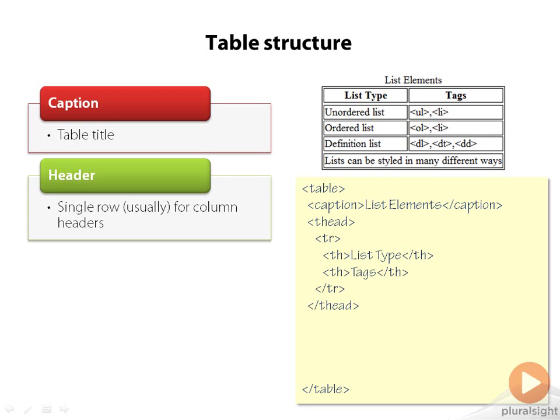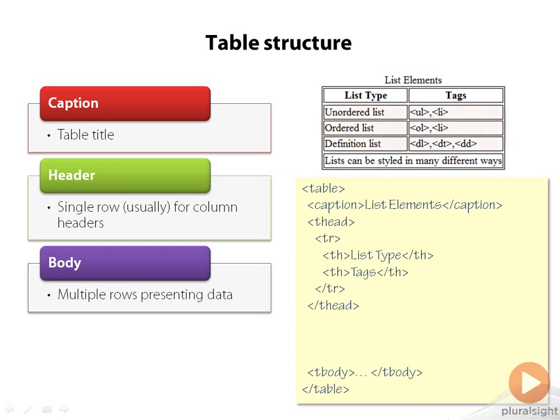We also have the notion of a header. So we add the thead element, and you can see here highlighted that that includes the headers for the various columns that you're representing in your table. We also have the body, and the body is where we're going to represent the data itself. This is the various cells, the rows and columns where our data is going to be visible.